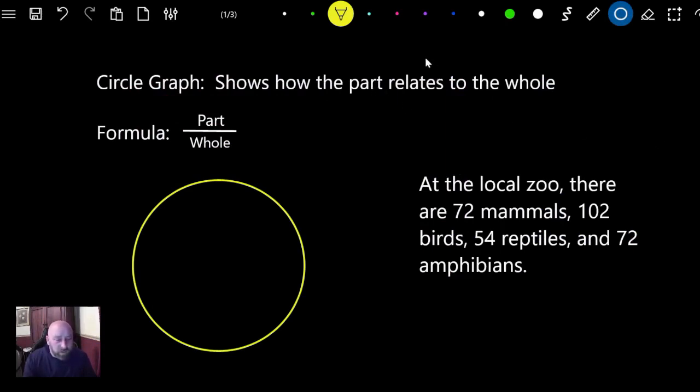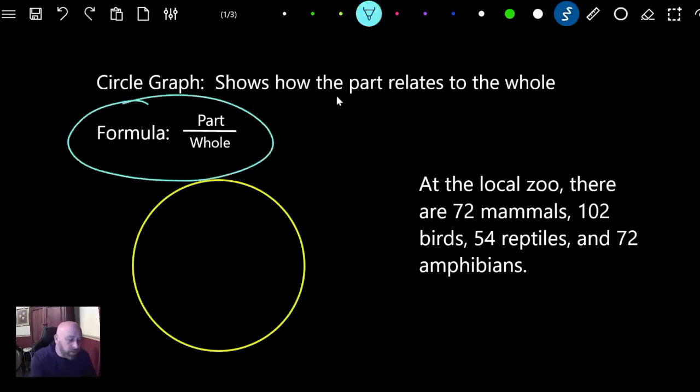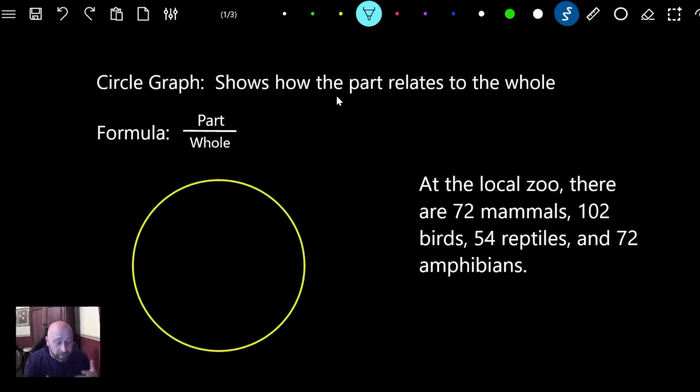The first word here is circle graph. The circle graph shows how the part relates to the whole. What does that mean? It's like you take pieces, like we were doing in probability, where we would take pieces and parts and divide them by the total to find the percentage or the probability that something would happen. It's kind of the same thing. If you look down here at the formula, it says we're going to put the part over the whole. Pretty much just like we were doing in probability.